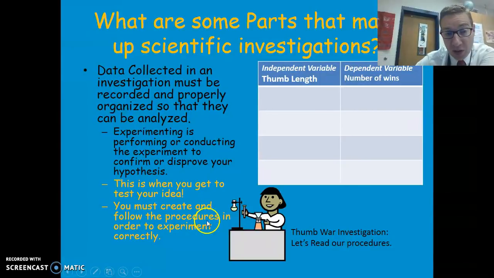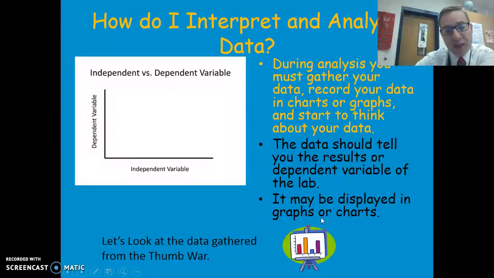You must also have your procedures done in order to follow the experiment correctly. So you should have your procedures done as well. So tomorrow we'll talk more about the thumb war investigation.